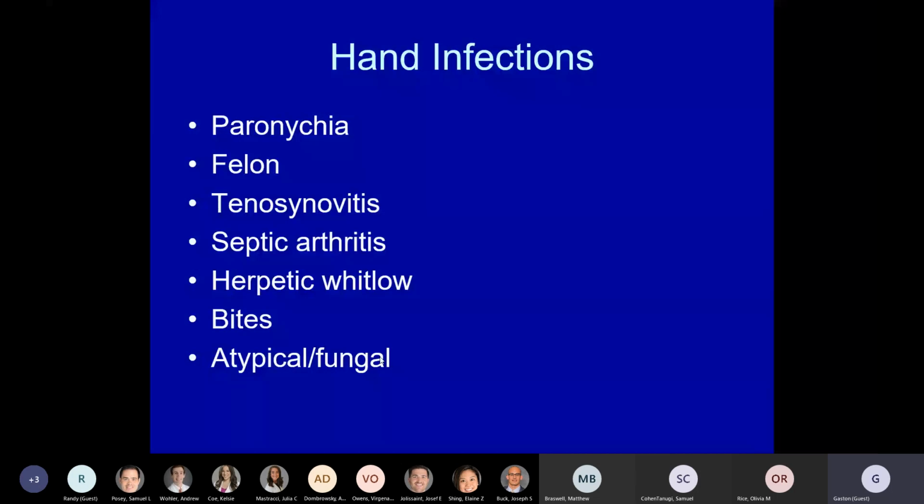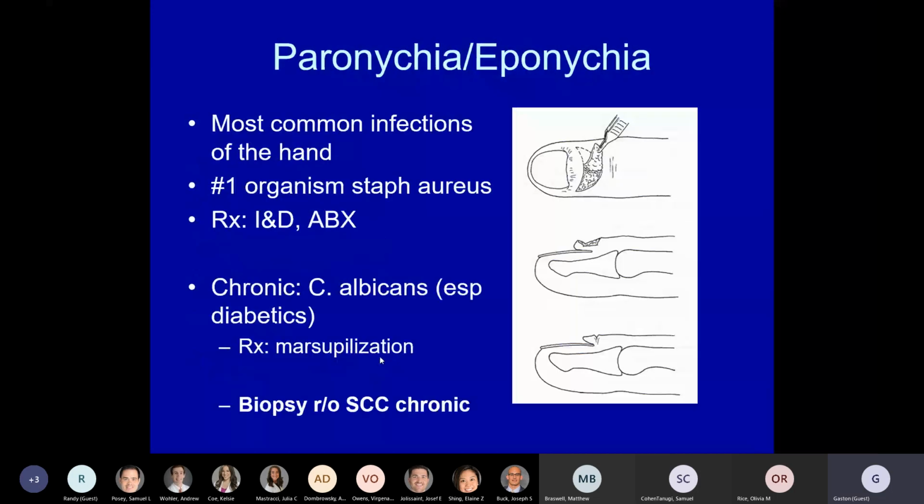Hand infections. Paronychias. What do you need to know? The most common organism, Staph aureus. The treatment is I&D and antibiotics. If they give you a chronic paronychial infection or a chronic eponychial abscess, particularly if they give you a dishwasher or someone whose hands get wet all the time, think fungal, so Candida albicans. The answer you're looking for on that is marsupialization, which is where you cut out this little smiley face. Fluid can egress from underneath the eponychial fold. It'll dry up and heal.